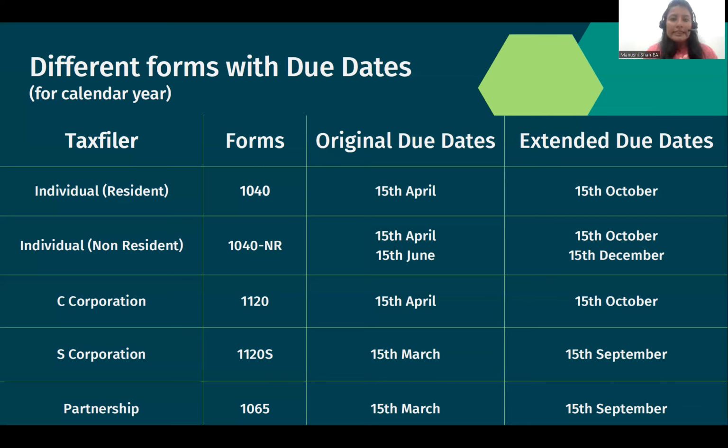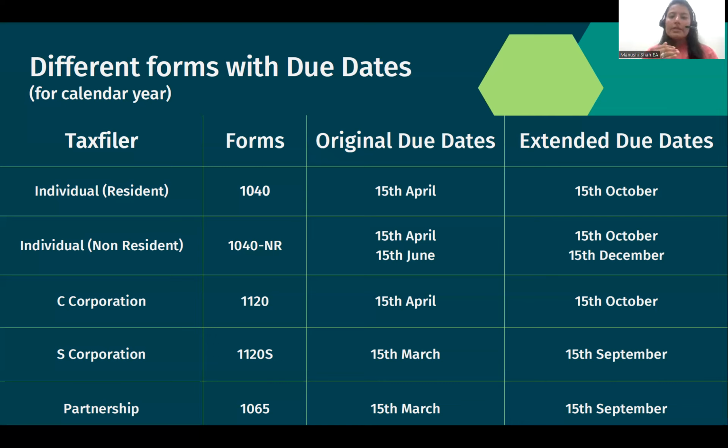Now we will see the different types of business entity. The first one is the C corporation. For a C corporation, the filing form is Form 1120. The original due date is 15th April and the extended due date is 15th October, right? In the case of an S corporation, we have to file Form 1120S, and in the case of a partnership, we need to file Form 1065.